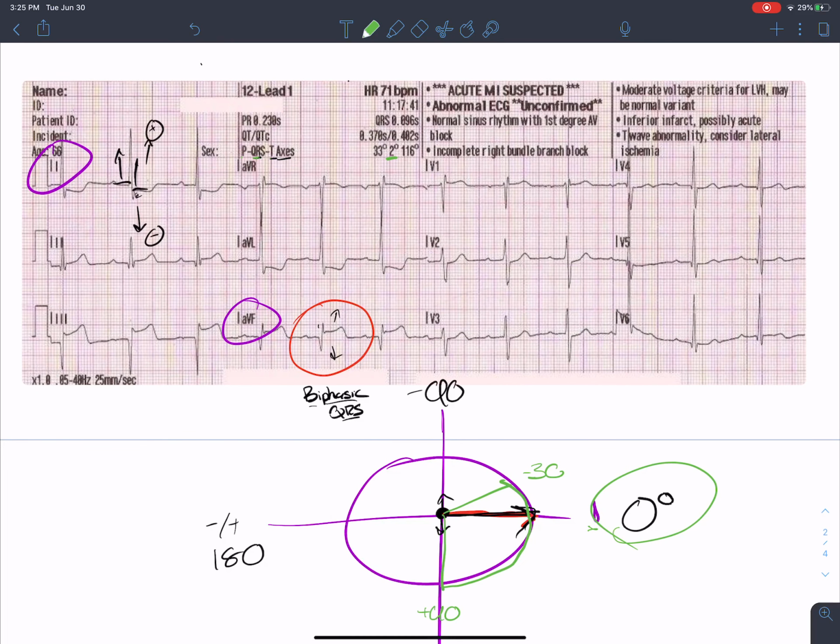Also, this person's having an MI, and they have an axis deviation of 2 degrees. The end.